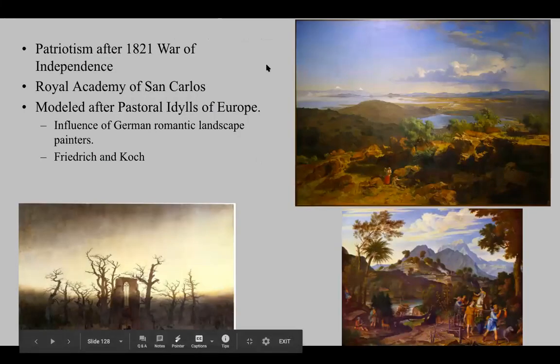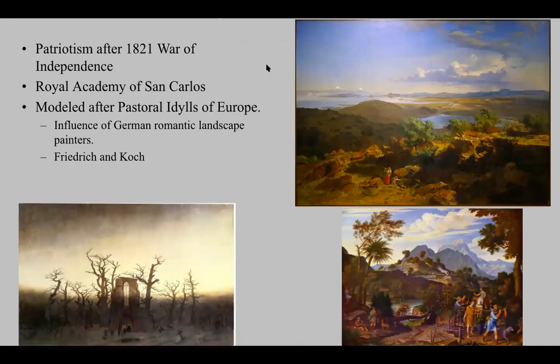So this is done after the 1821 War of Independence. He studied at the Royal Academy of San Carlos, which was actually the first art academy of the Americas. So it happened in Mexico City rather than in North America. And they modeled their paintings after what was going on in a previous generation in Europe.